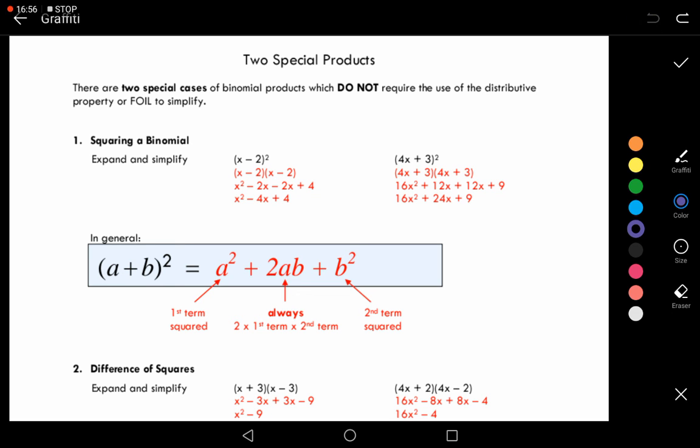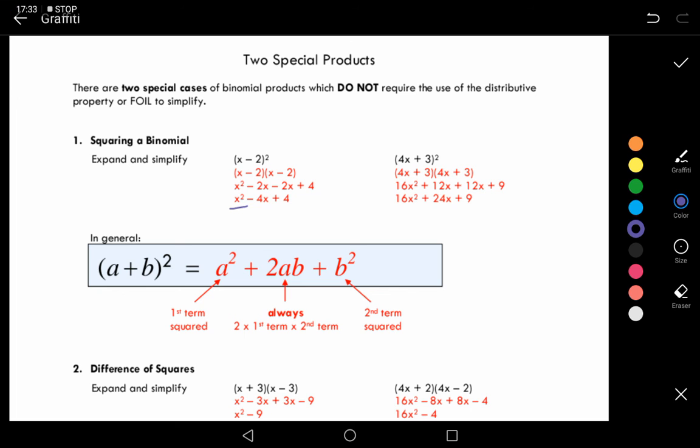As a general formula, if we have a binomial, a plus b, squared, when you expand and simplify, you are always going to get this arrangement. The first term is always going to be your first term squared. In this first example, that would have been x squared, which we can see it is. The second term is always going to be 2 times the first term times the second term.